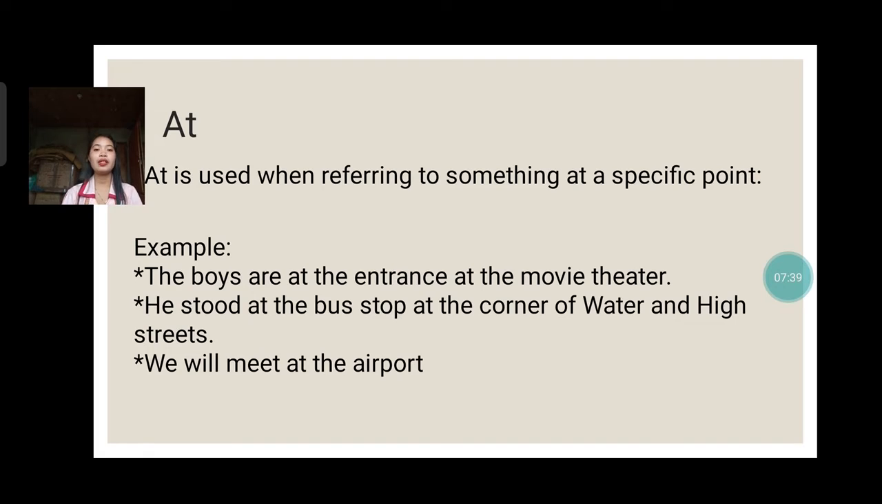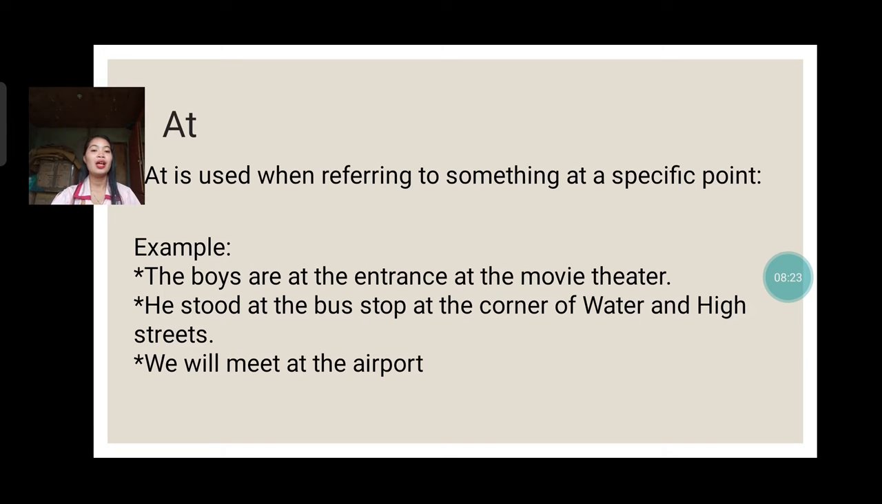The preposition of place also has at. At is used when referring to something at a specific point. In using at, we direct the sentence to the point, with no wrong path, unlike when you make a longer sentence. It is straight to the point. So as described, it refers to something at a specific point.